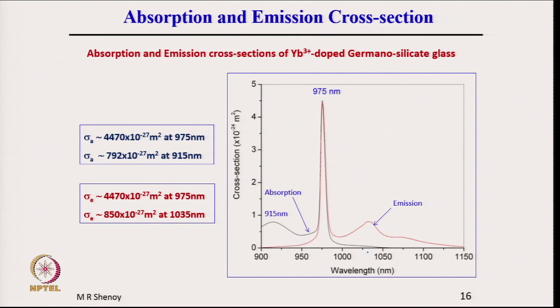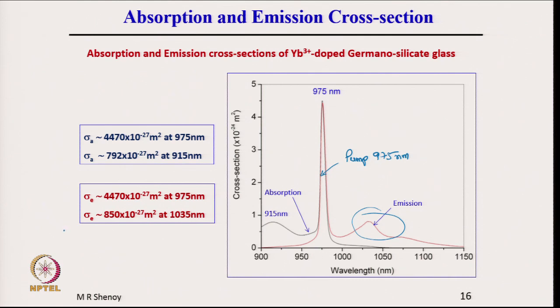Therefore, this gives an indication that if we have a pump which is at 975 nanometer, which absorbs, then we can have an emission spectrum over a range of wavelengths here. So, this is the importance of seeing the absorption and emission spectrum of the given dopant ion.